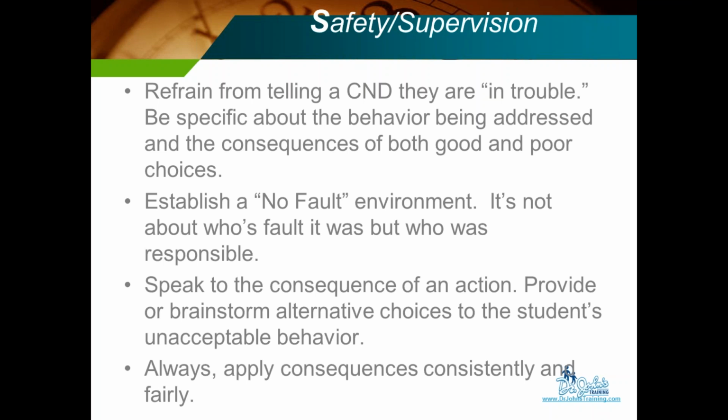That no-fault environment changed the culture of our gym. It changed the way all of our counselors started interacting with all of our children, and it made a significant positive difference in the number of problems we had with all of our children.